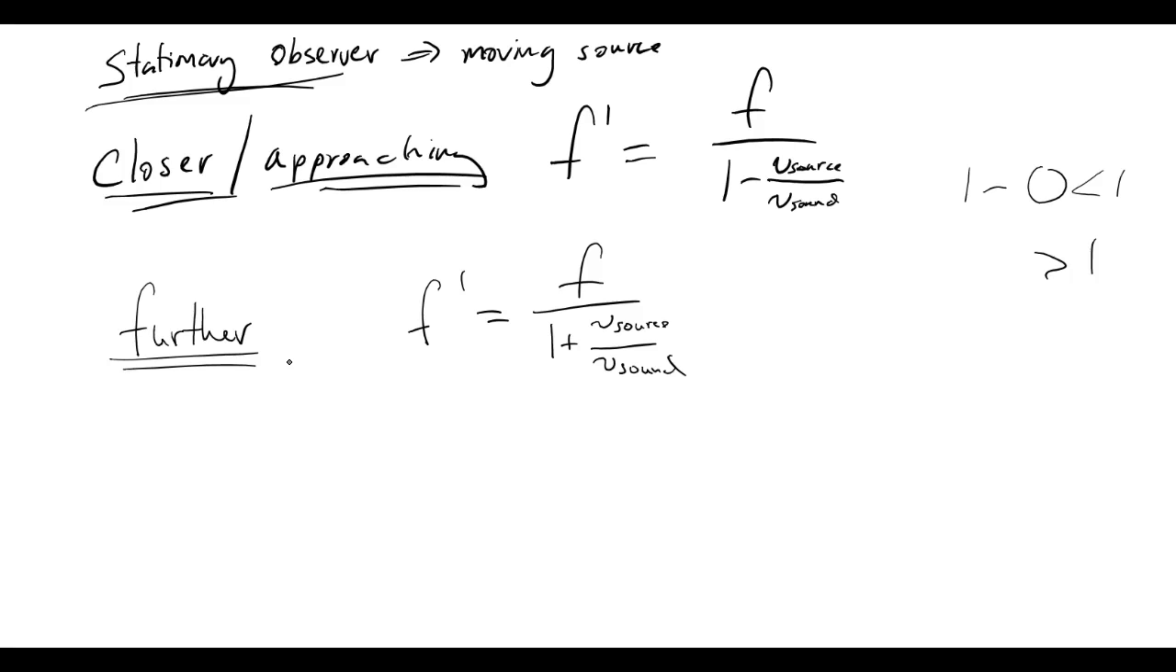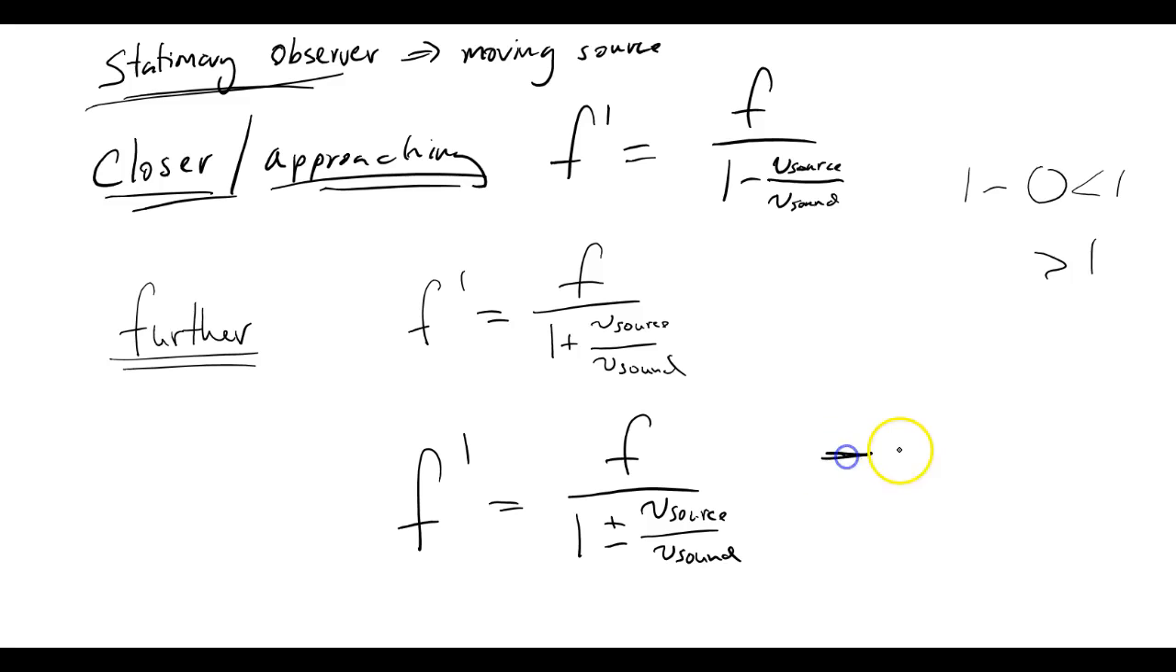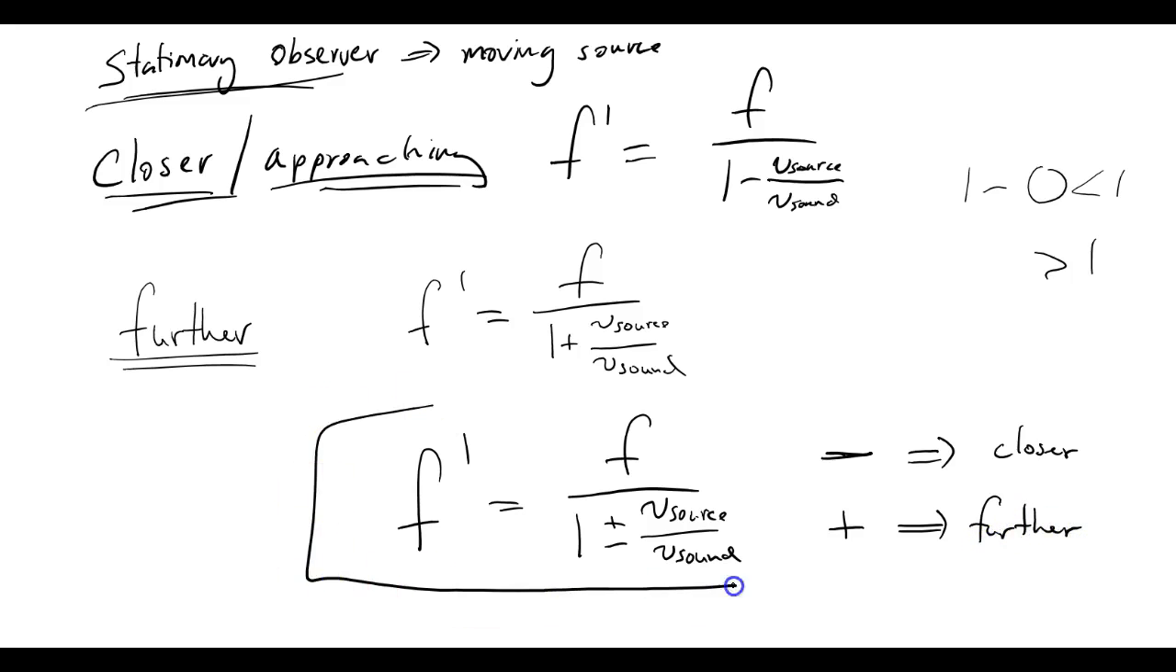Now, what's really cool is you can combine these two formulas into this. So let's write this down. f prime is equal to f all over 1 plus or minus v source all over v sound. Okay, the key idea is you will use the minus sign when it's approaching, getting closer, and you will use the plus sign when it gets further away. Okay, and so let's box in that formula. Now that is the case when you have a stationary observer and a moving source.